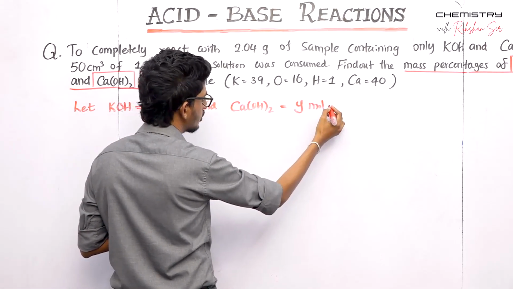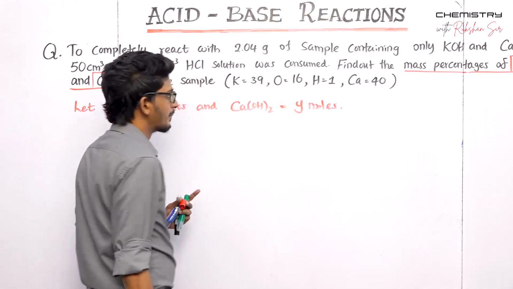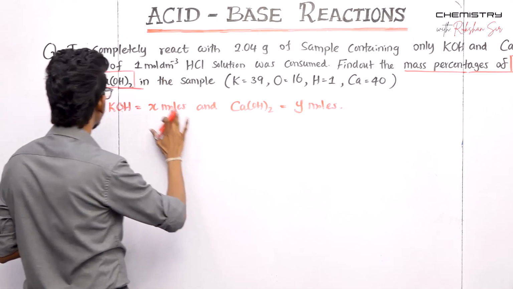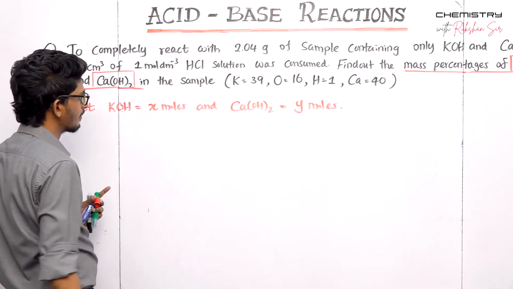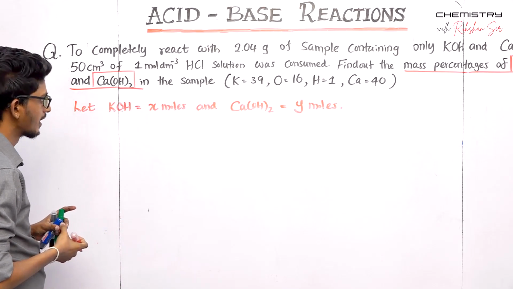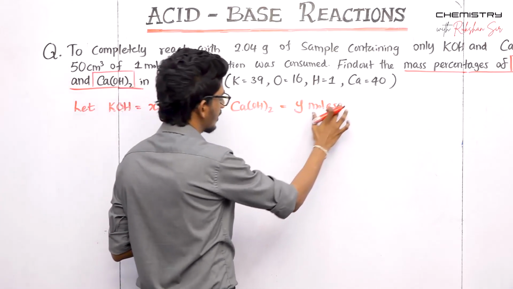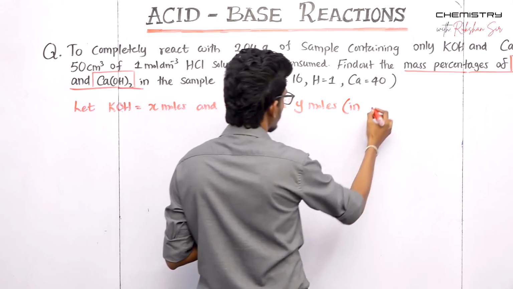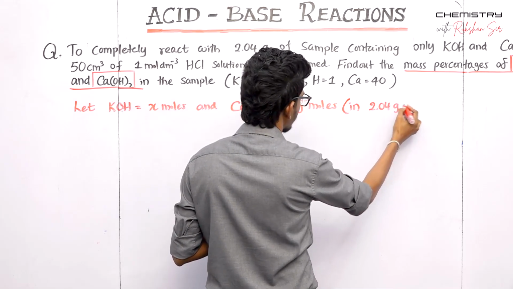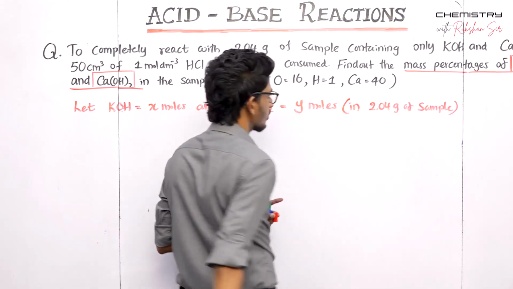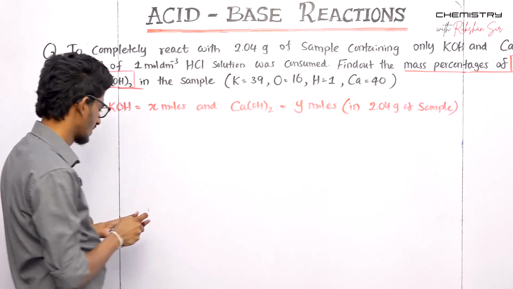If you are able to come up with these numbers, then you can relate their molar weight to come up with grams, and then you are done. The mass percentage can be calculated with use of those grams. So X moles and Y moles are in 2.04 grams of sample. So I defined the goal, that is done.